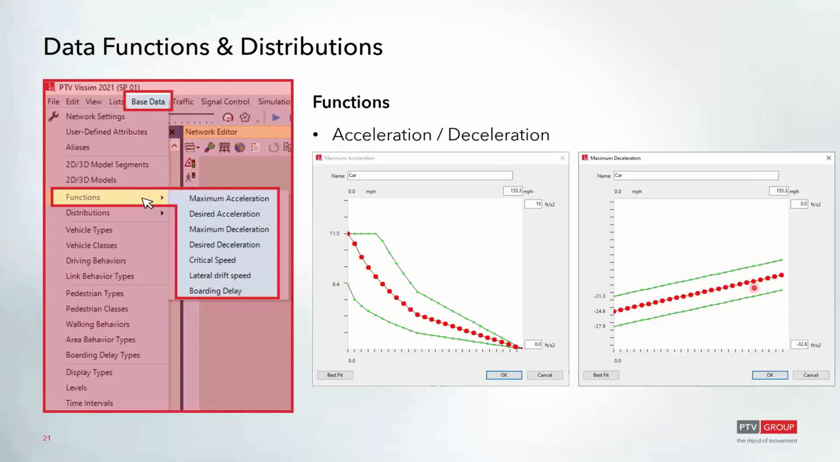And so you'll see along this red dotted line, these are the median acceleration values that are used. And these are bounded by these green lines that are shown on either side of that median. By default, a lot of these acceleration and deceleration functions are built into Vissim for you. So you can use these as a default and then adjust as needed if you have a different type of vehicle or something that you want to include within your Vissim network.